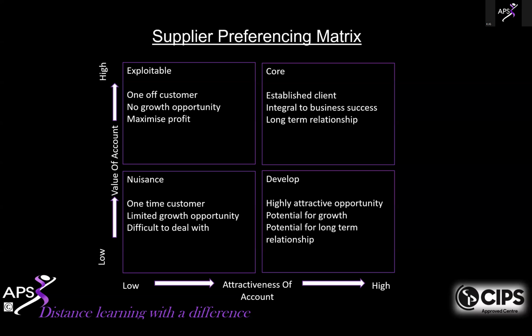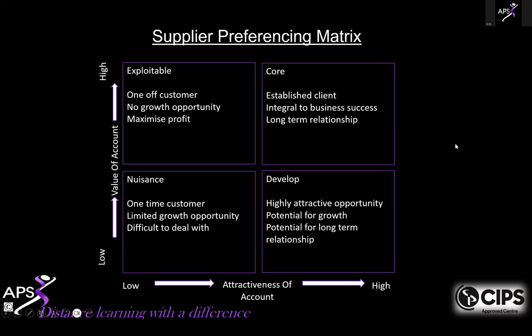The value of the account is more straightforward. This is the amount of money that a buyer pays to a supplier. So the higher the value of the account, the more money we're giving to that supplier. The module comprises four quadrants: core, develop, nuisance, and exploitable.